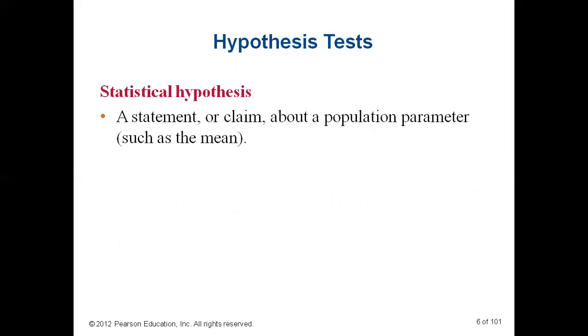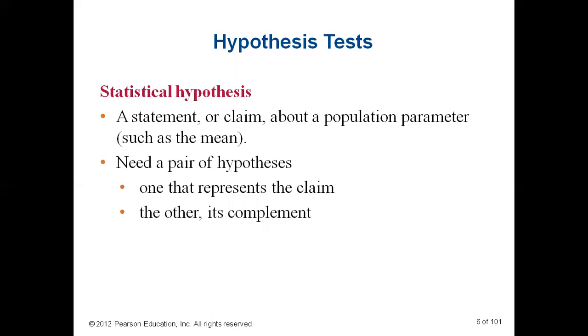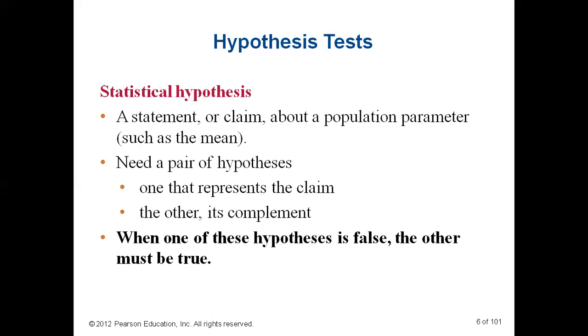Statistical hypothesis. A statistical hypothesis is a statement or claim about a population parameter. We are making an assumption about whether our population parameter, such as the mean, is correct or incorrect. So we need a pair of hypotheses. One statement represents the claim, and the other statement shows the complement of that claim. When one of these hypotheses is false, the other must be true.